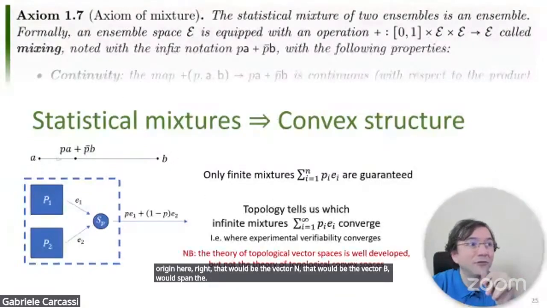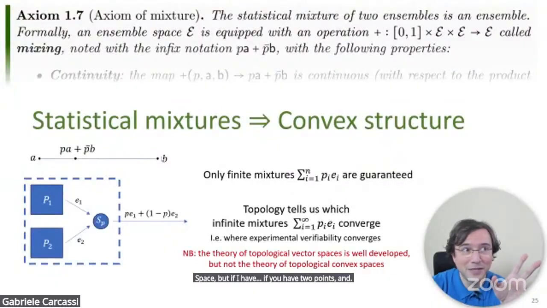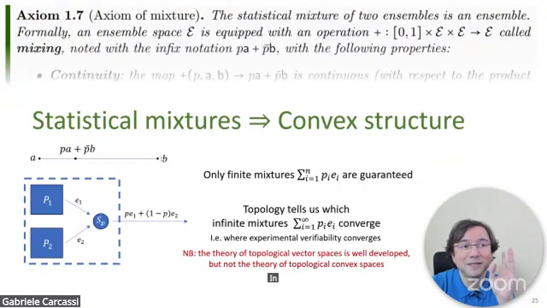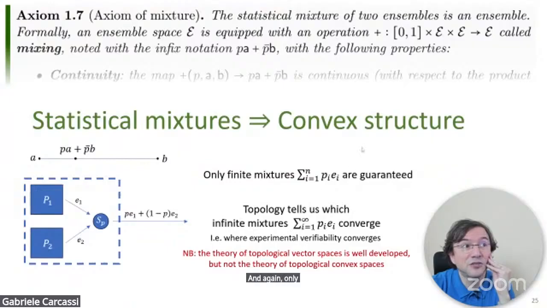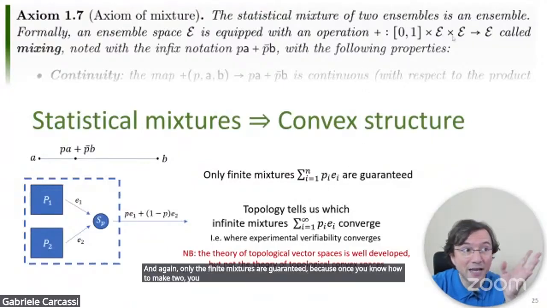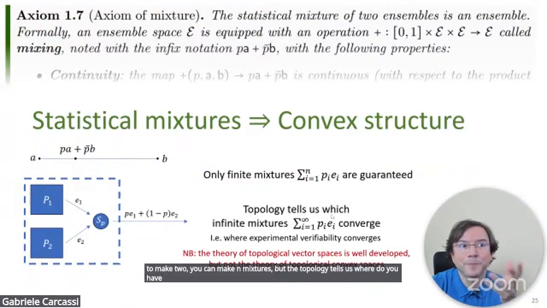But if you have two points in a convex space, the convex mixture, the statistical mixture, is going to give you a point in between. And again, only the finite mixtures are guaranteed, because once you know how to make two, you can make n mixtures. But the topology tells us where your limits will converge.